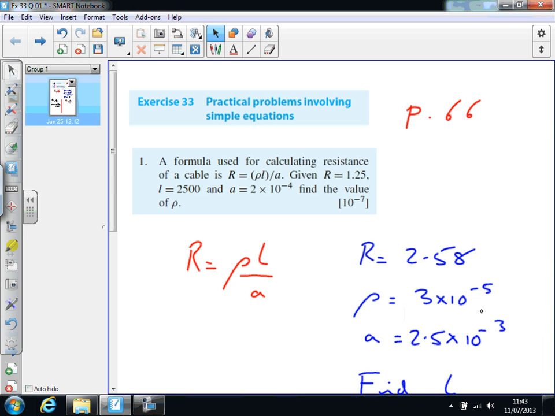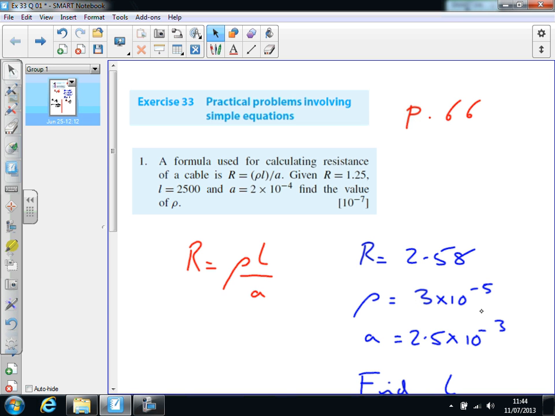Exercise 33, page 66, question number 1. I'm going to attempt to do this question, or one very similar to it, in two ways. One way is to treat it like an equation by putting the values in, and the second way is to rearrange the formula that we're given and then put in the values, and then you can decide for yourself which way suits you best. I'm going to use different values to the ones given in the question.